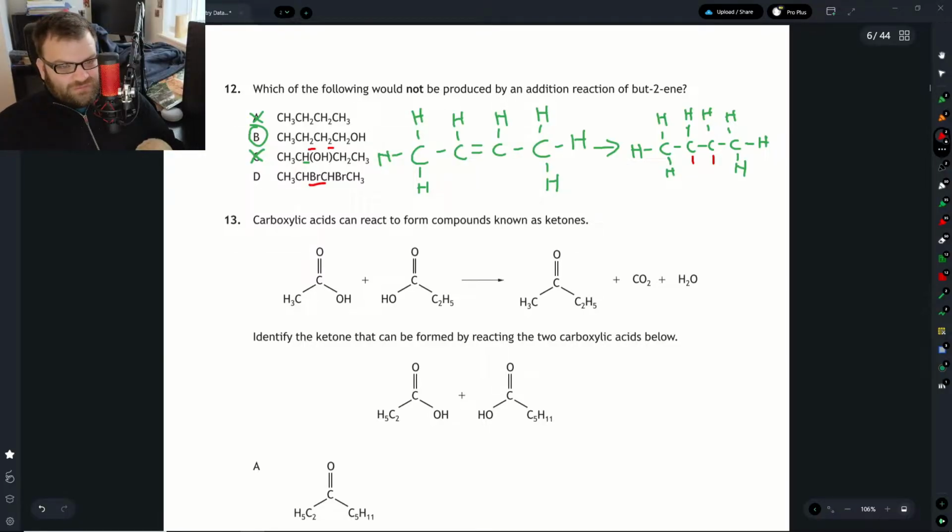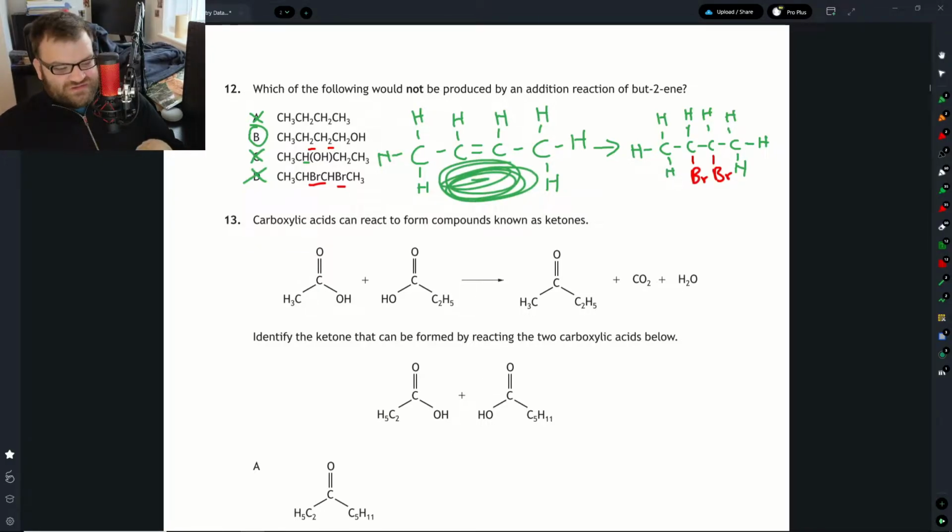Lastly, we have now got bromines in there. So if you decolorize bromine water in an addition reaction, you would be able to make that. Therefore, it's not our answer. So we're checking where are they adding these new atoms. It needs to be added in this region. If not, it's not going to be our correct answer.